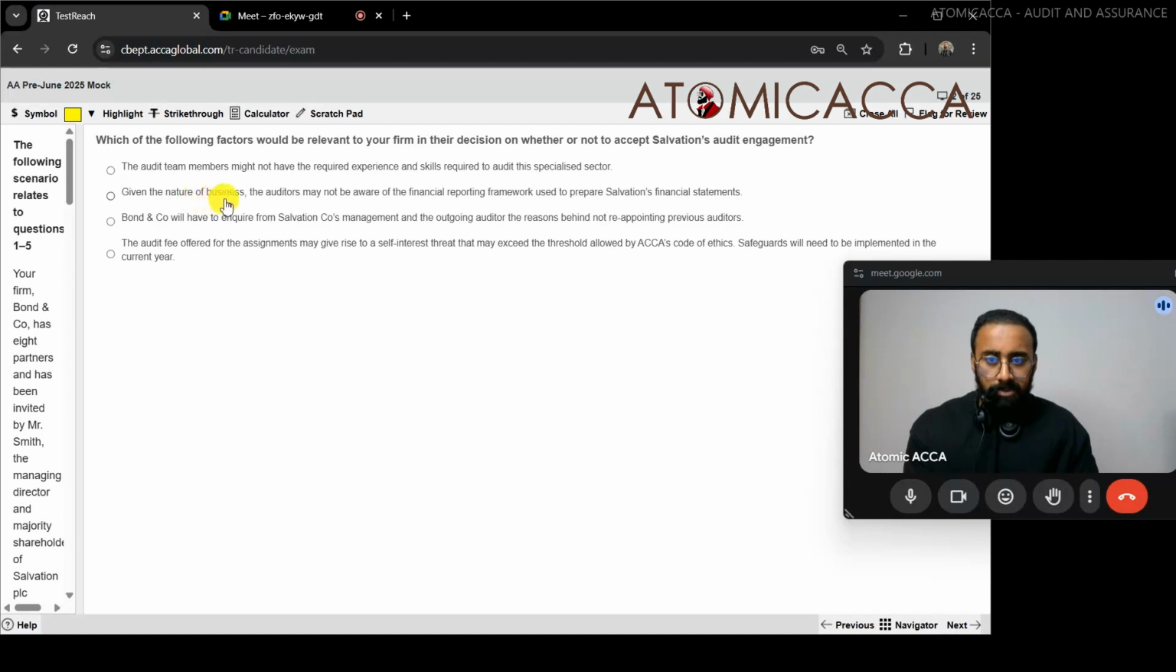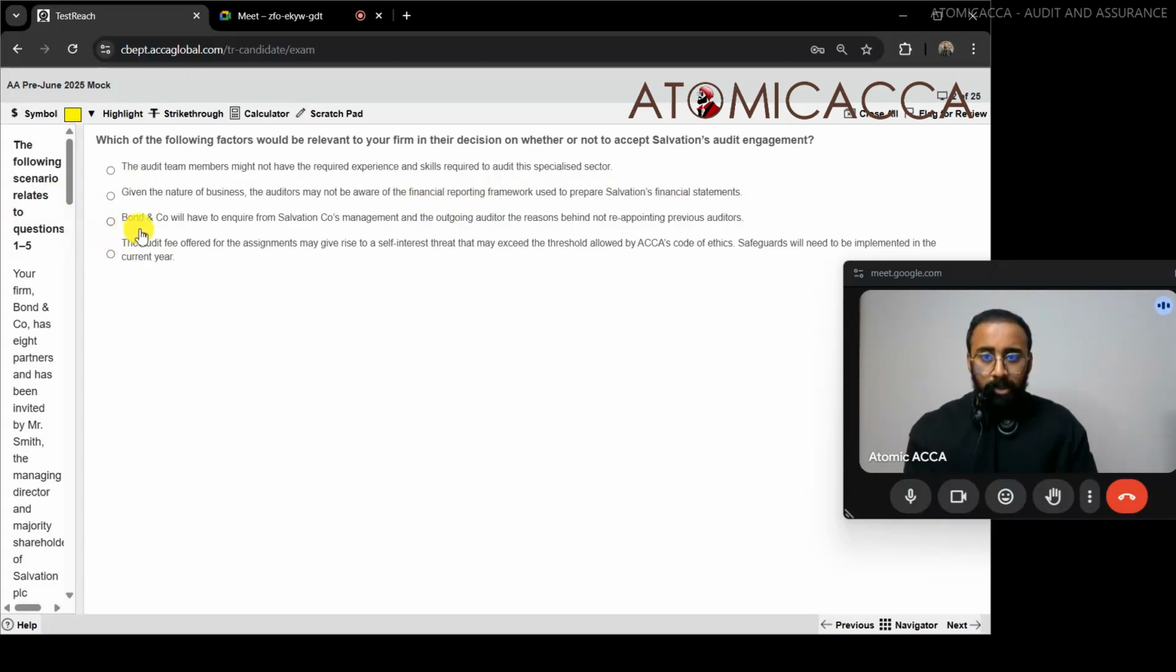Given the nature of business, auditors may not be aware of the financial reporting framework used to prepare Salvation's financial statement. Nature of business also, you're very aware, you're dealing with a similar client. So auditors will definitely be aware of financial reporting framework. So option B is also out.